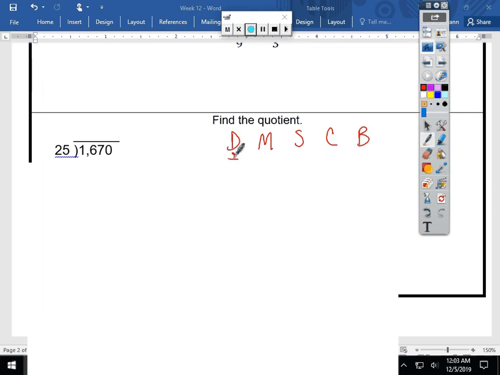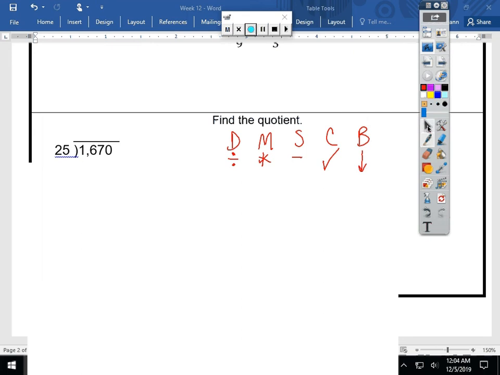The first letter tells me to divide. The second letter reminds me that I need to multiply. The S tells me to subtract. The C, some students omit this, some teachers omit this, tells me to check something. And my students actually have had a lot of success using this checking method. That's a good way to check and see if something's going right or wrong along the way. And the last step here, the B, is for bring down.